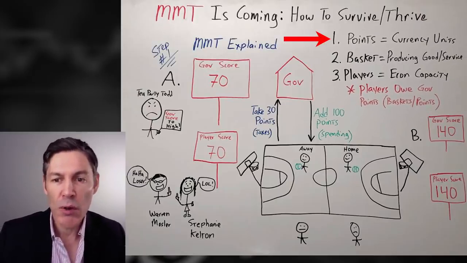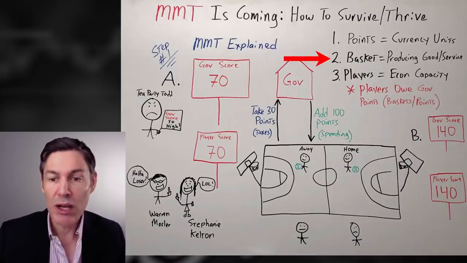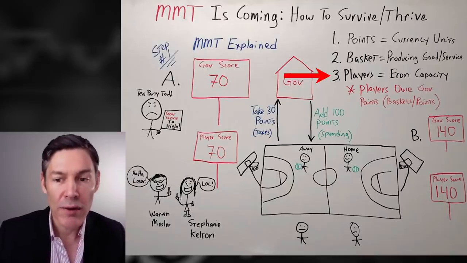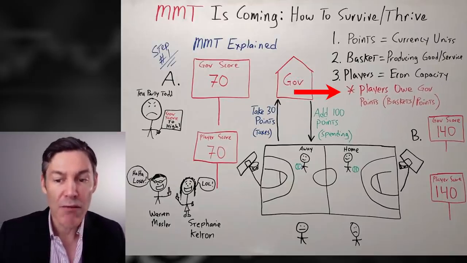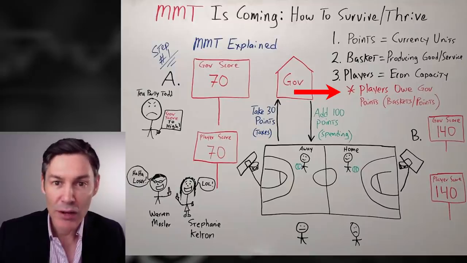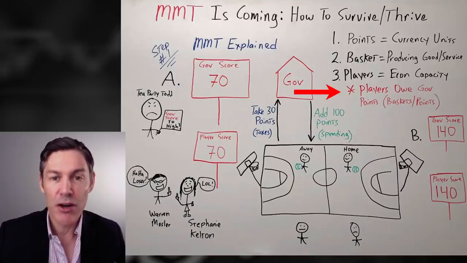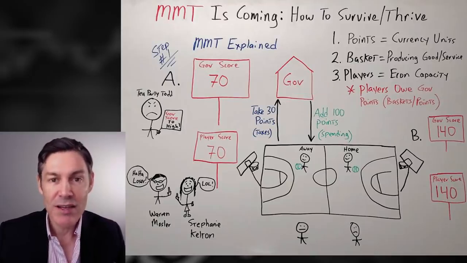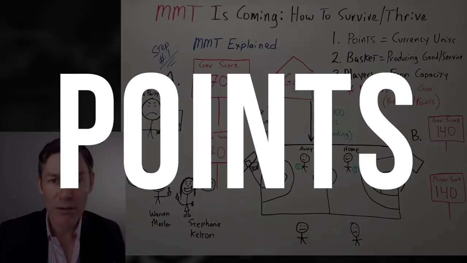So points would equal currency units. Baskets would equal producing goods and services. And the players are the economic capacity of the entire system. And oh, by the way, the players owe the government points. So they've got to go out there and make baskets to earn points to give back to the government. This is what gives the points value.